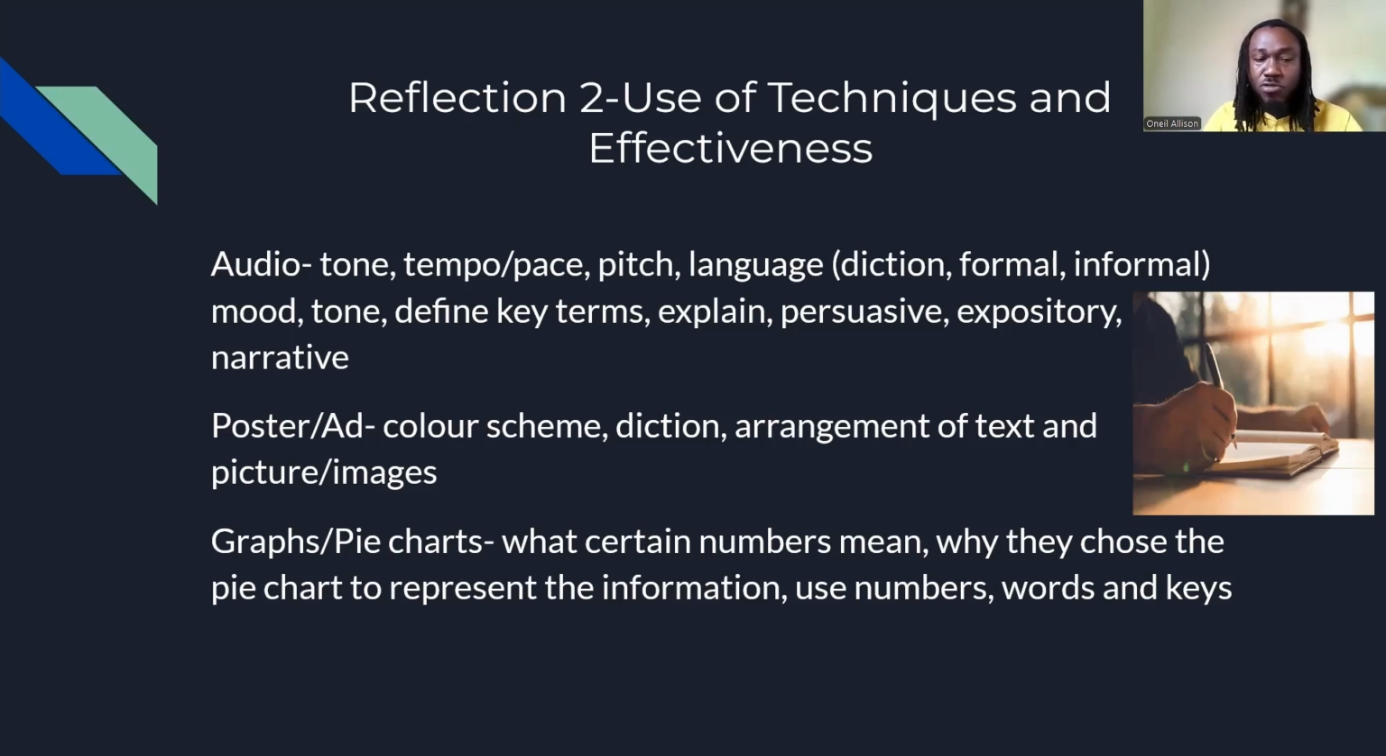All right, you might have graphs, pie charts. How would you look at that? You want to look at the numbers, why they chose this type of pie chart to represent information, the use of numbers, the words, the keys, all of that. How do these artifacts help the reader to understand the information, technique, and effectiveness?